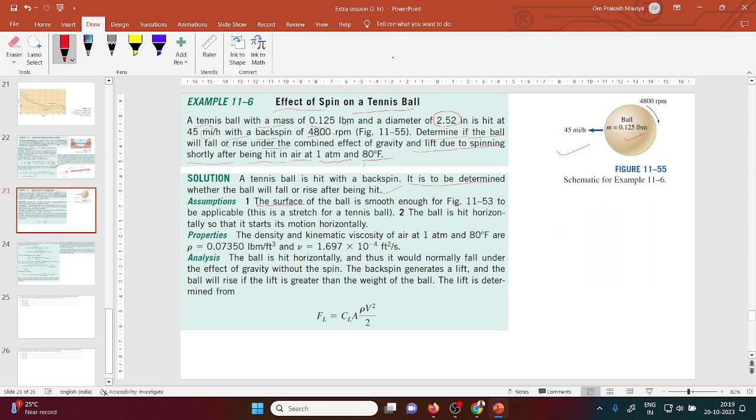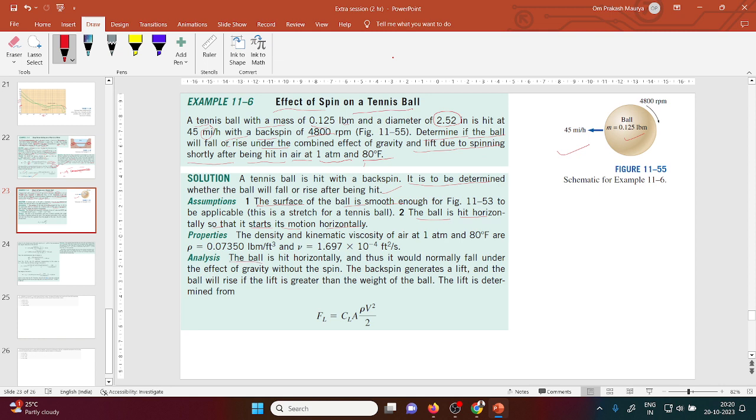The assumption is what? The surface of the ball is smooth enough. And the ball is hit horizontally so that it starts its motion horizontally. The properties are given, you know already. So we'll see only the concept for this question.